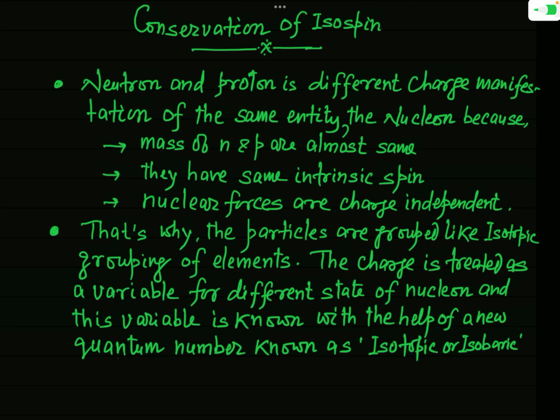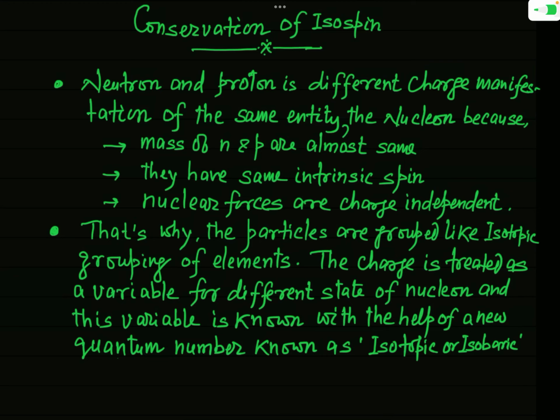The isotopic spin or isospin quantum number is actually applied to the strongly interacting fundamental particles. That means you can apply it for hadrons and their compounds, because you know hadrons are the fundamental particles which get strongly interacted. In fact, this quantum number facilitates the consideration of the consequences of the charge independence of the strong nuclear force.